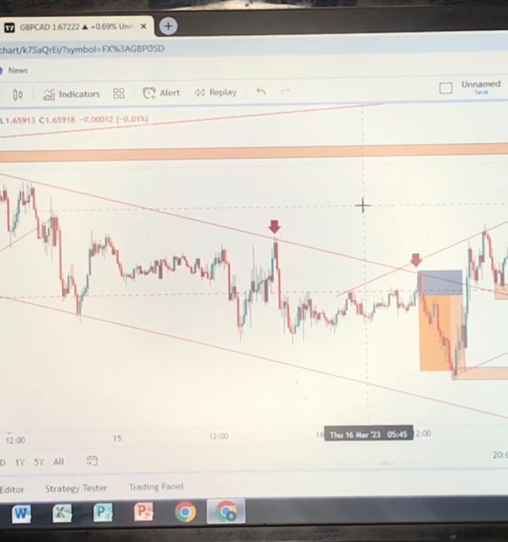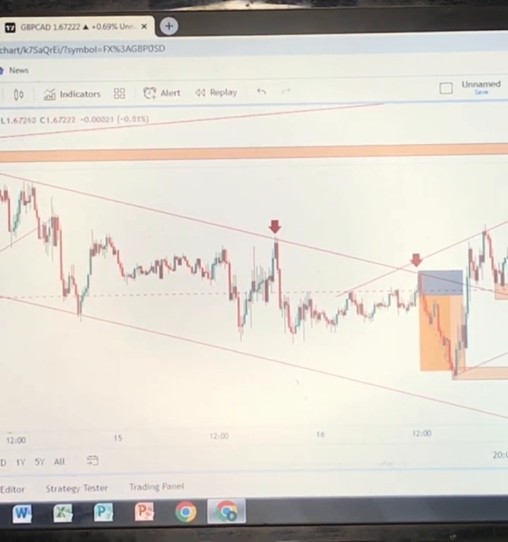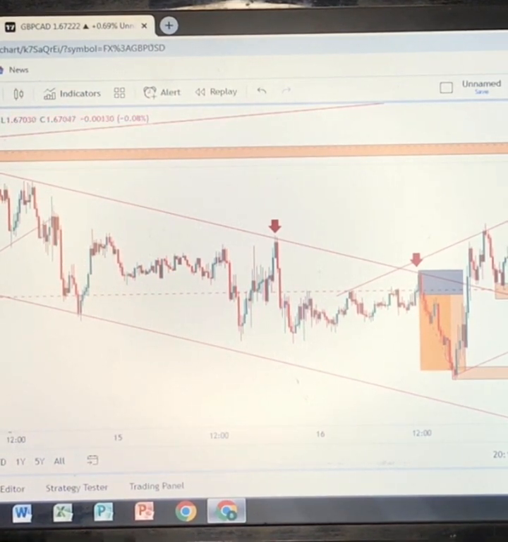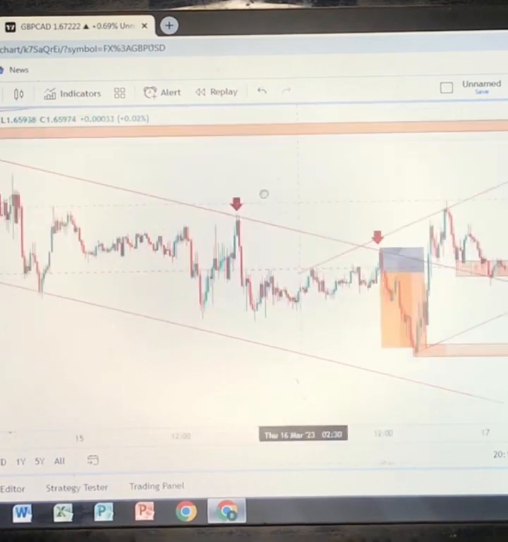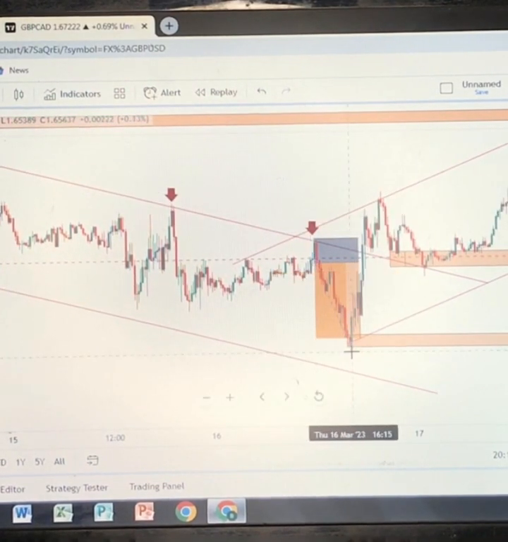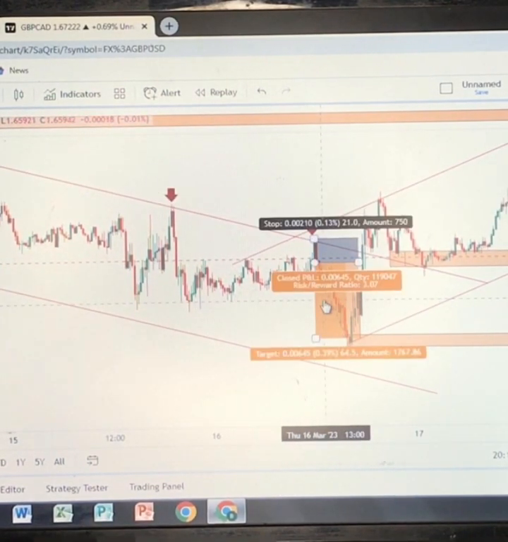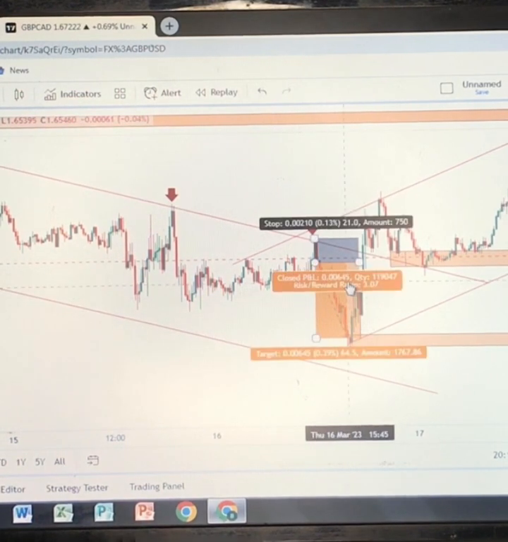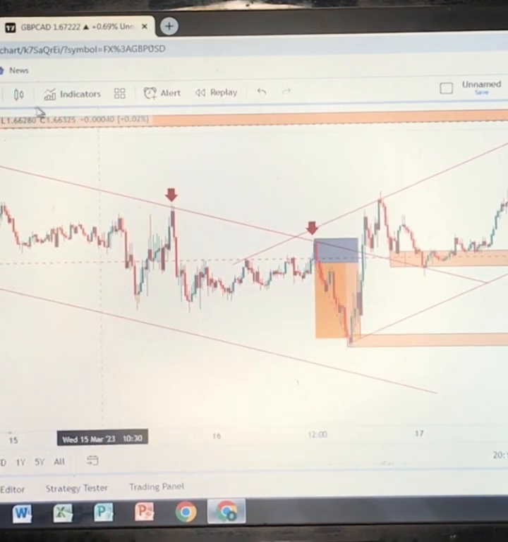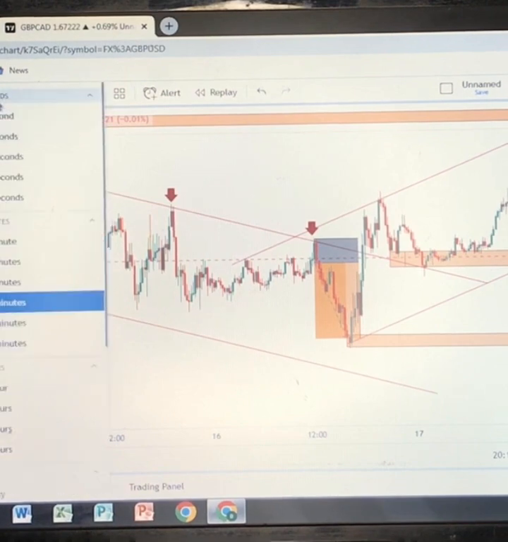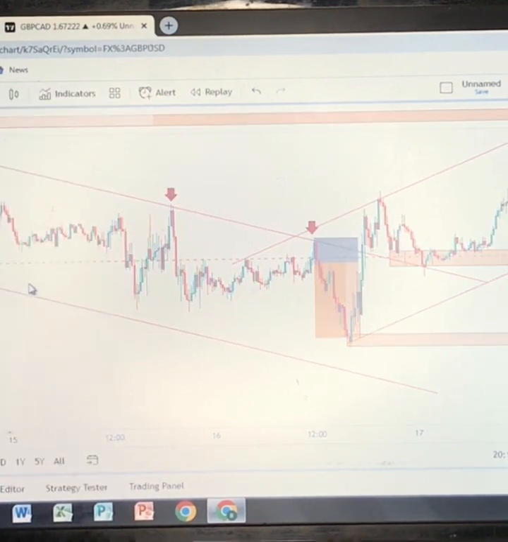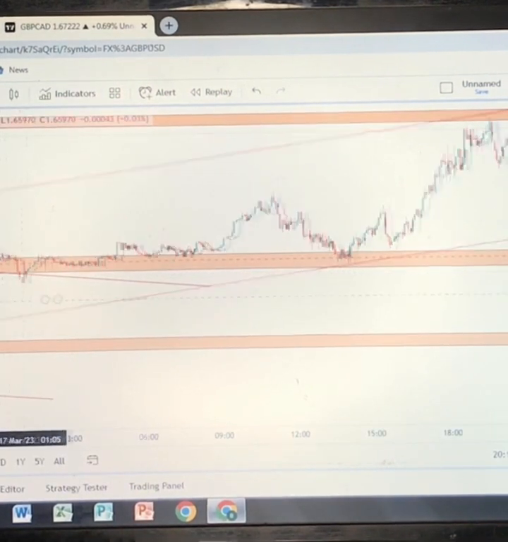So yes guys, let us go to our third example on GBP CAD. So as we can see, I drew this trend line using the 15 minutes time frame. You can see our first touch here, and then second touch, and then on the third touch I executed the trade. I went to the 5-minute time frame to execute this trade, and it went well there. So now let me just go to the 5-minute time frame so that I can show you an example of how I took this trade.